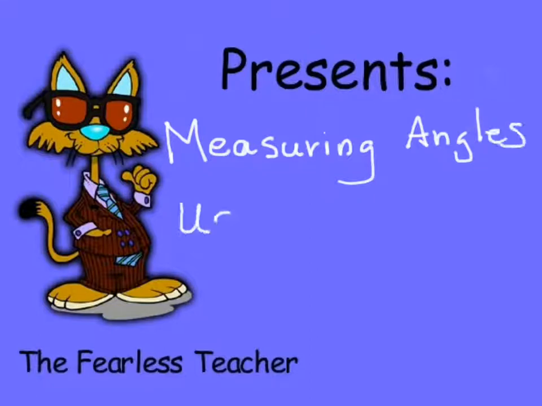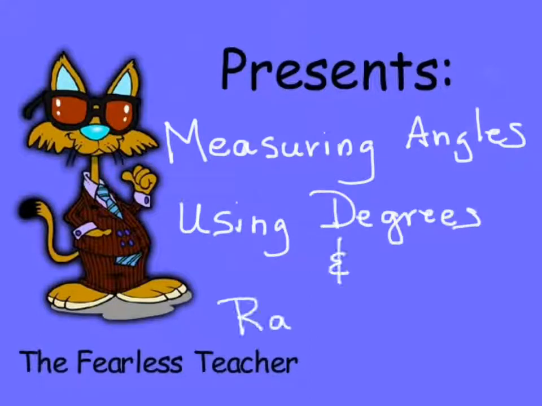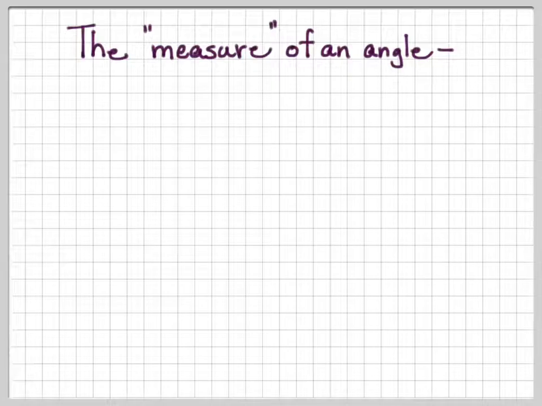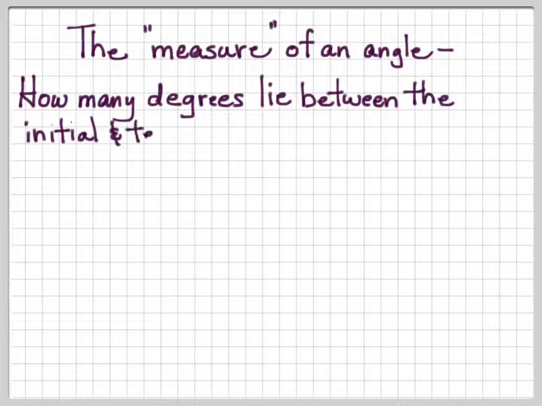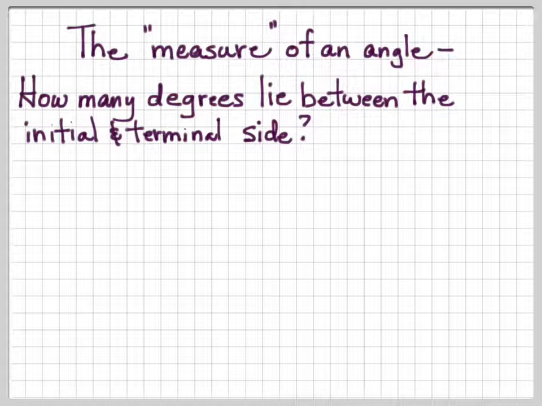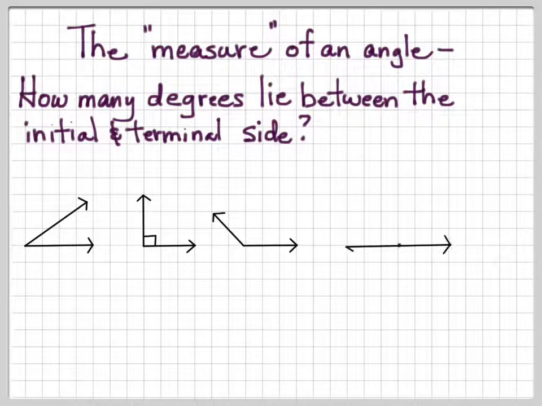Today we are going to be talking about measuring angles using degrees and radians. The definition of the measure of an angle is how many degrees lie between the initial and the terminal sides of that angle. So let's get a couple of examples going here, and these are all very much review for you. Let's just draw 4 angles, and of course we have some labels on them, and let's talk about each one.